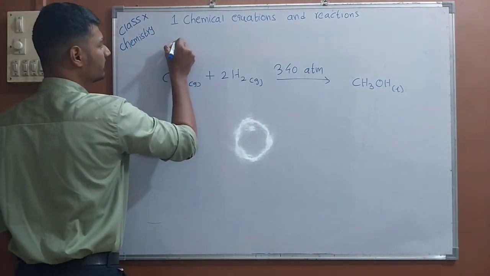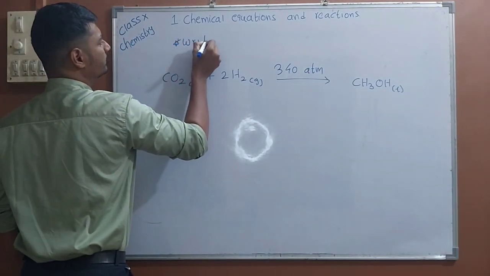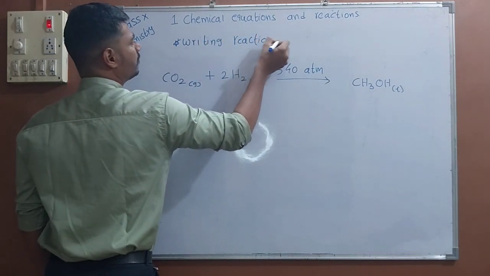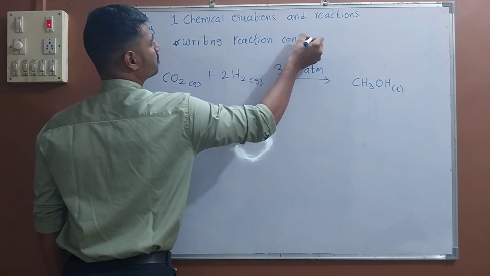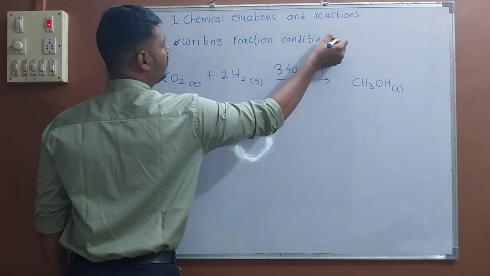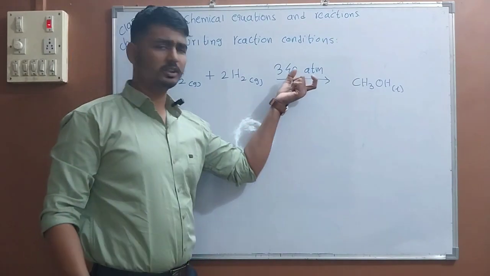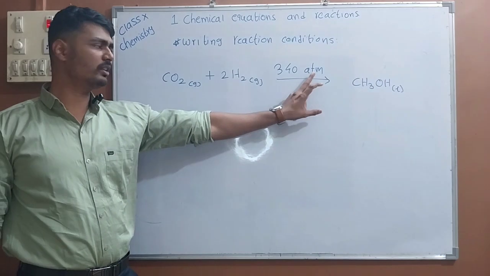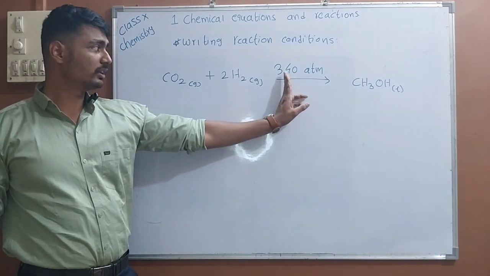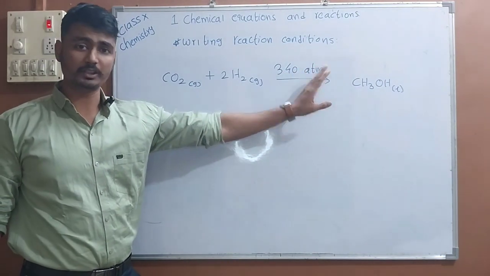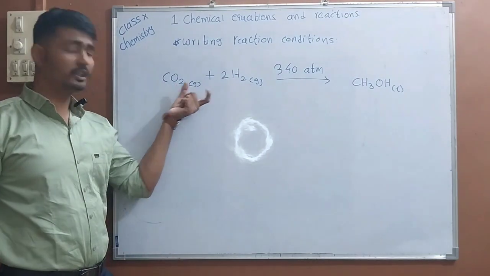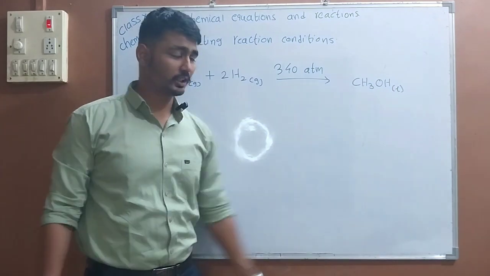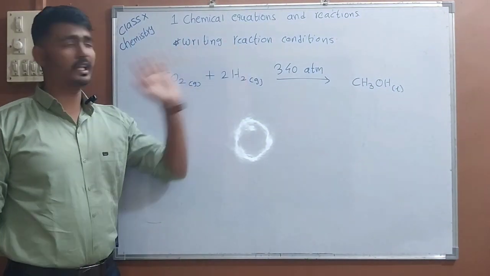The topic is writing reaction conditions. So ATM is the short symbol for atmosphere pressure. Pressure is measured in atmosphere. So this 340 atmospheric pressure is applied to carbon dioxide and hydrogen gas, which forms CH3OH, which is called methyl alcohol or methanol. So here is the writing of reaction conditions.